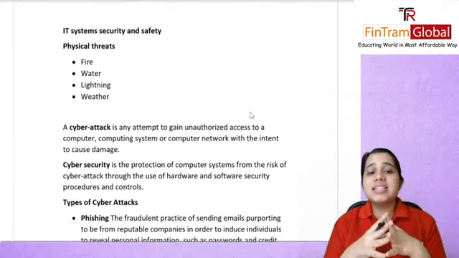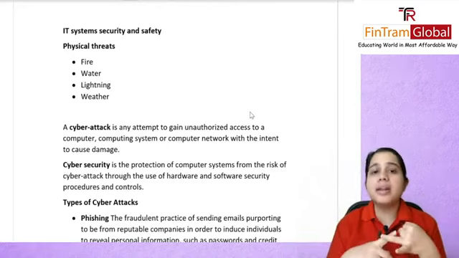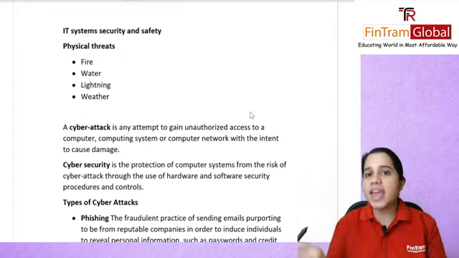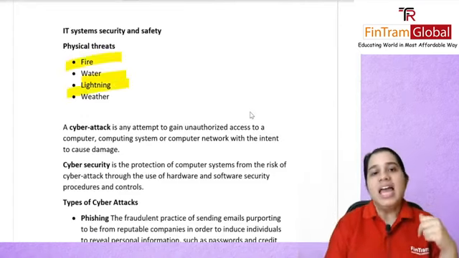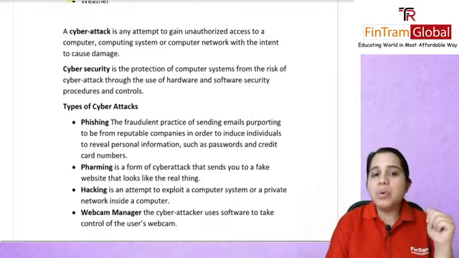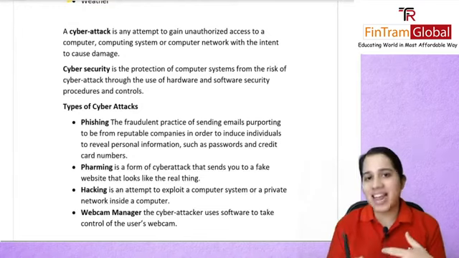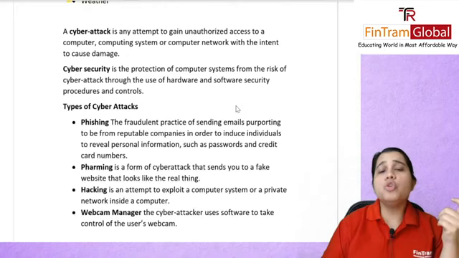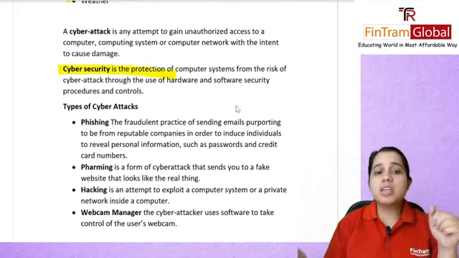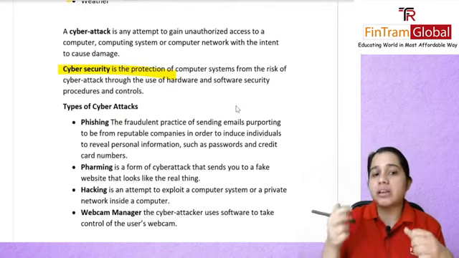Then you have your IT system security. You have your physical threats, right? There could be a fire, flooding, or lightning, and all of that can impact all the data. Next is your cyber attack, where someone is trying to gain unauthorized access to, let's say, your network or computer systems to cause damage. You have your cyber security, which is how you can protect against any of these risks from happening.